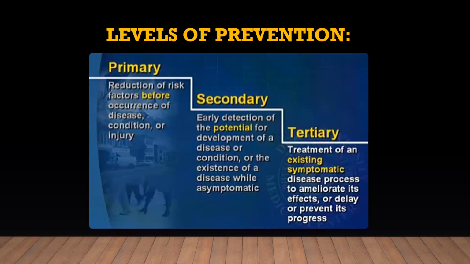The levels of prevention: primary, secondary, and tertiary. Primary reduces the risk factors before occurrence of disease, condition, or injury. Secondary, early detection of the potential for development of the disease or condition. And tertiary, treatment of an existing symptomatic disease.